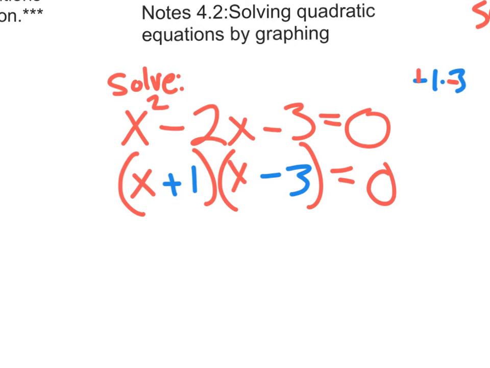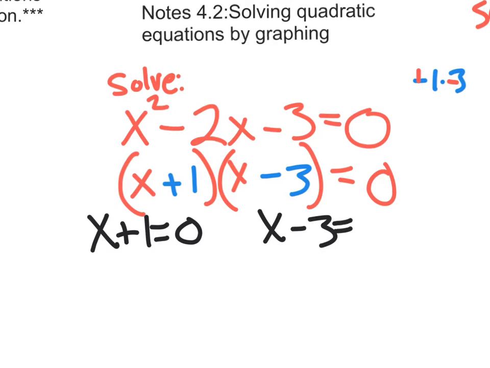Okay. So why do we factor? Because there's this thing called the zero product property that says when you have something times something and it gives you 0, then that first something could be 0, or the second something could be 0.